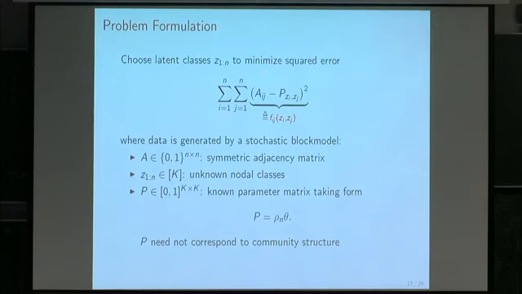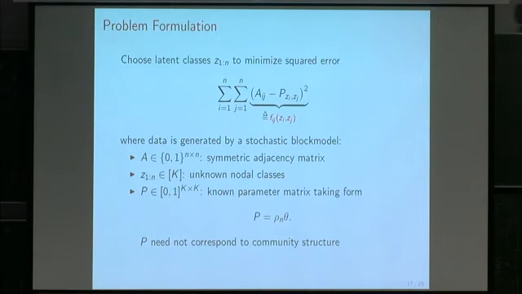Okay, so the thing we want to do is choose the latent classes to minimize this squared error, where this is the adjacency matrix, and this is the probability given the block assignment, and we want these to be close in Euclidean distance. A is going to be generated from some block model where the parameter matrix P is known. That's not always the case. In statistics, that's almost never the case. But this is sort of a starting point for what I'm working on.